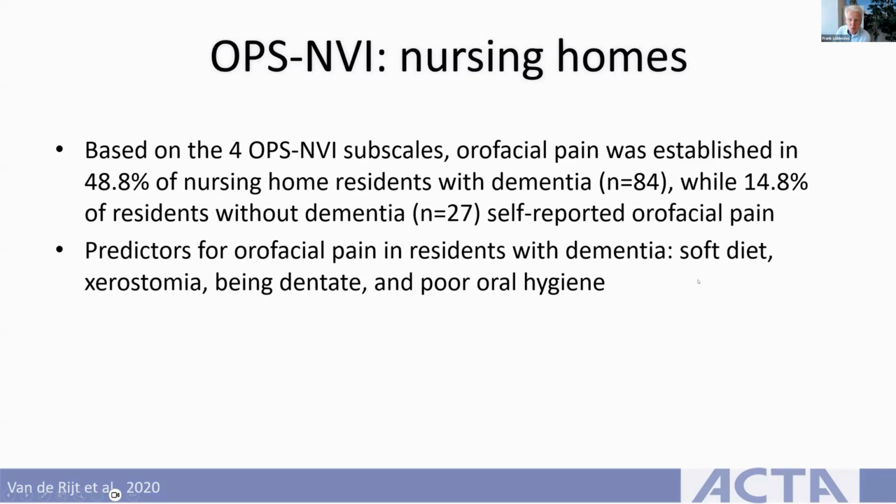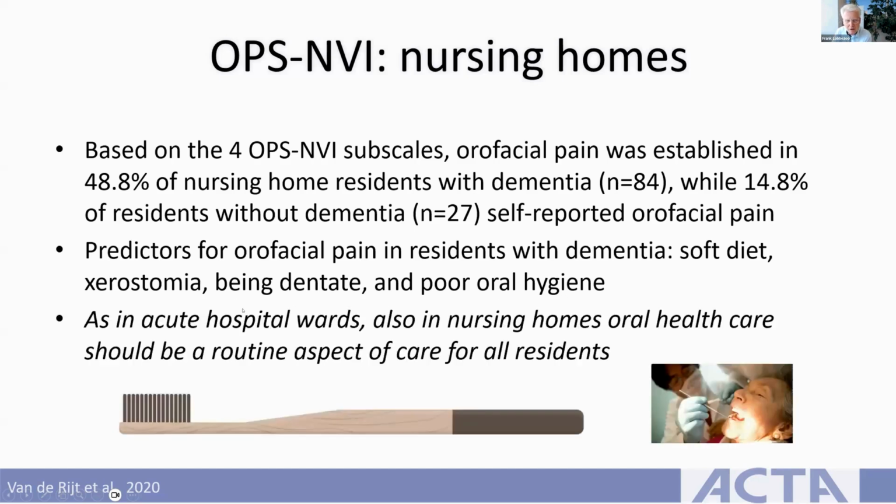Predictors were basically the same as for the acute hospital: soft diet, dry mouth, being dentate. If you have your own teeth, of course, obviously you will have more orofacial pain, and poor oral hygiene. So here, as in the acute hospital wards, please, people working in nursing homes, take care of the oral health of your residents. It should be part of the routine, actually.